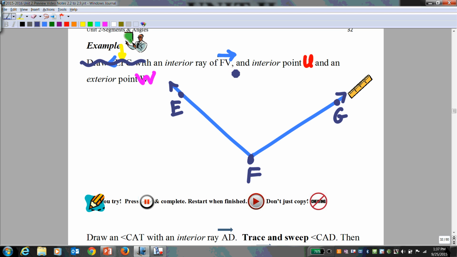With an interior ray. Interior means inside the angle. See that F there? That's the same F. Interior ray, FV. An interior point U. So somewhere inside the mouth of the angle is point U. It doesn't matter where. And an exterior point outside the mouth of the angle would be point W.